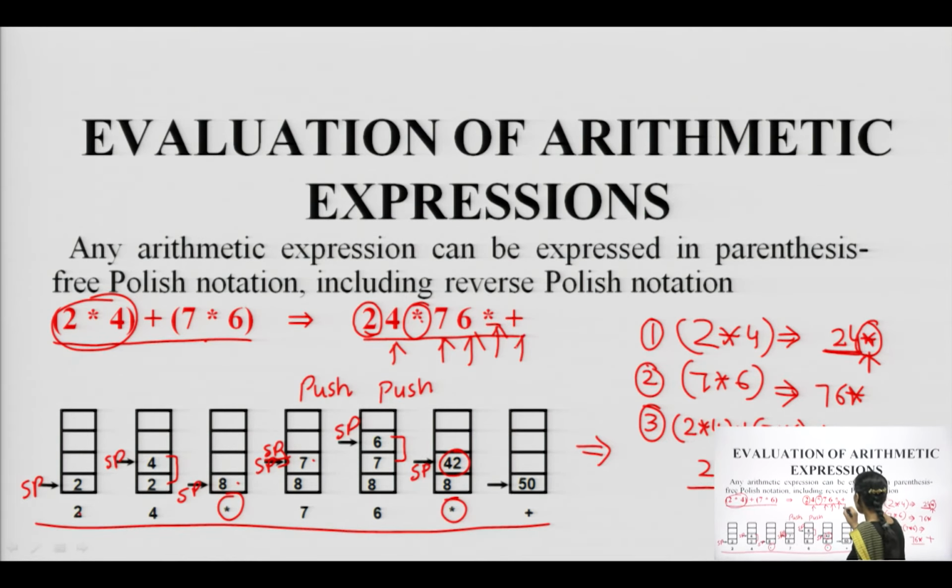Then the next element that we have found in the series is plus, which means again these two elements will be popped off and we will perform the operation that is coming. So, plus will be performed between my 42 and 8 and I will get the result as 50. In this manner our digital computers solve any kind of arithmetic expression. They are basically trained this way.